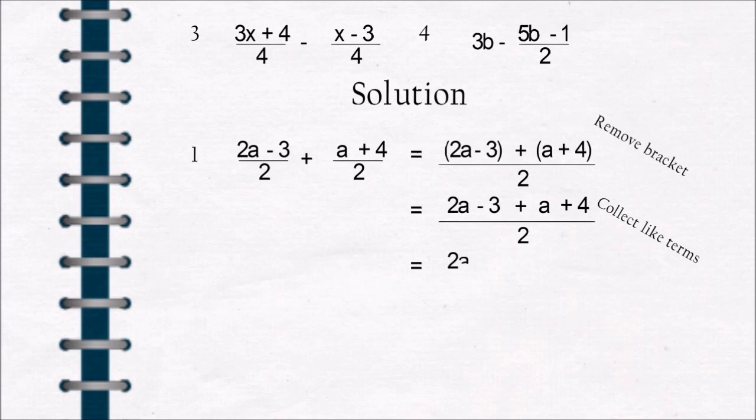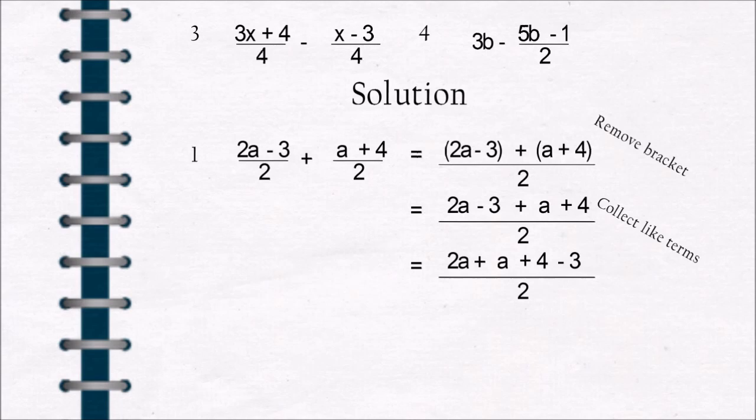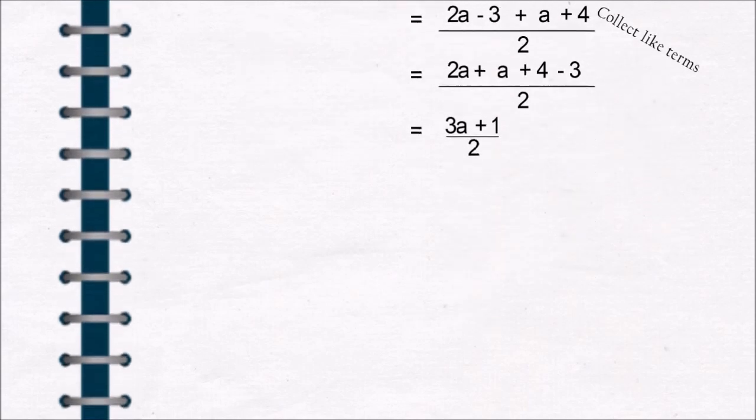That would give us 2a plus a plus 4 minus 3. Now we have to rearrange plus 4 and minus 3 because 4 is a positive number. Then all over 2. So when we add 2a to a, we have 3a. And then when we subtract 3 from 4, we have plus 1. So in the end, we have (3a plus 1) over 2. Since we cannot simplify this expression any further, that is our result.